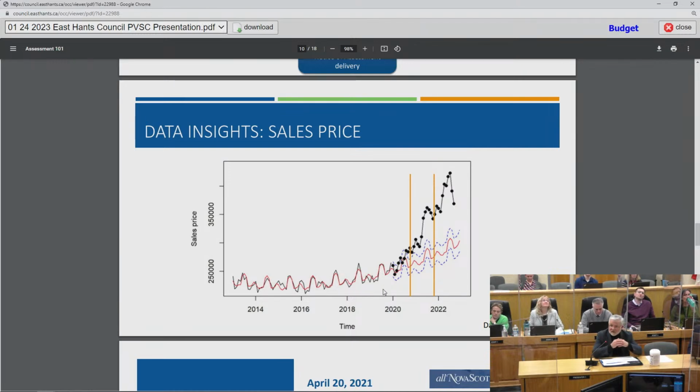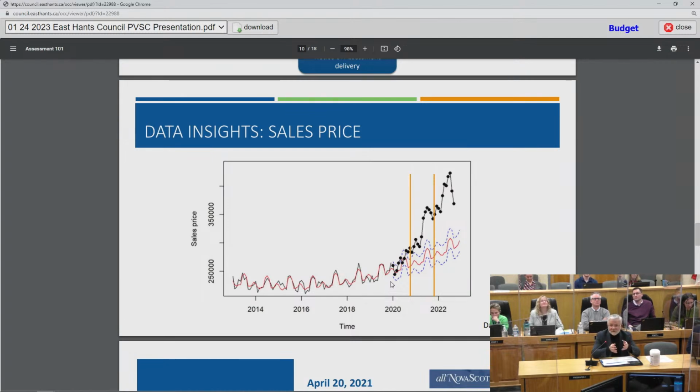So they went back and looked at historic sales. The black line is historic, the red line is anticipated based on their modeling. As you can see, it follows a nice pattern, albeit up and down a little bit. It follows a pattern with a slight increase in price starting in 2018 and going up slightly from then until the beginning of 2020. And that's shortly after the pandemic outbreak.